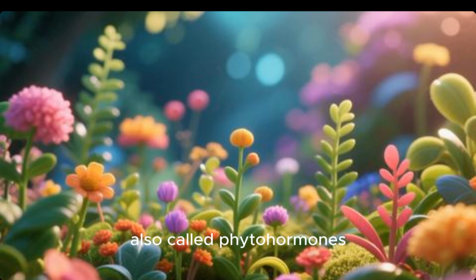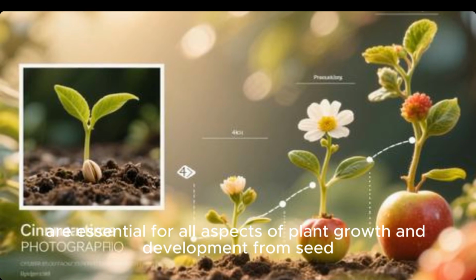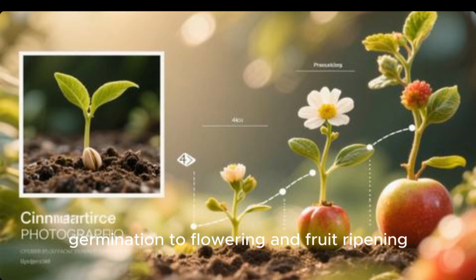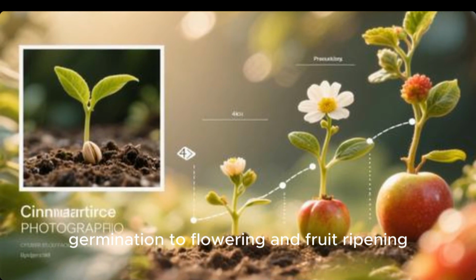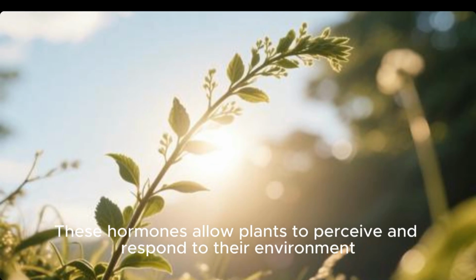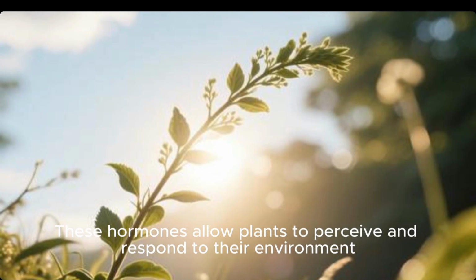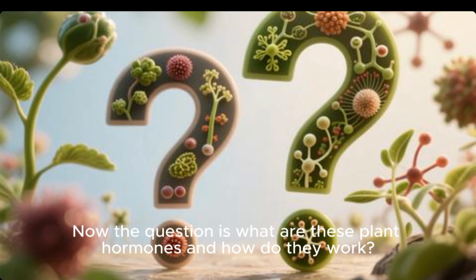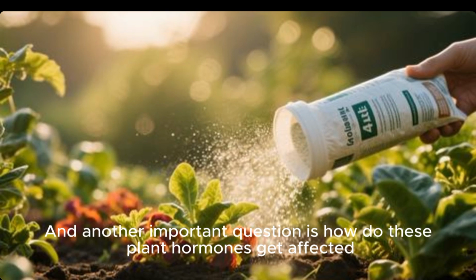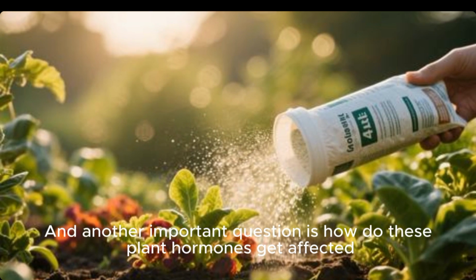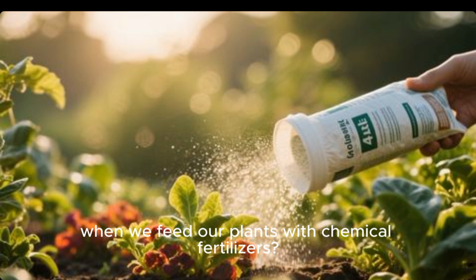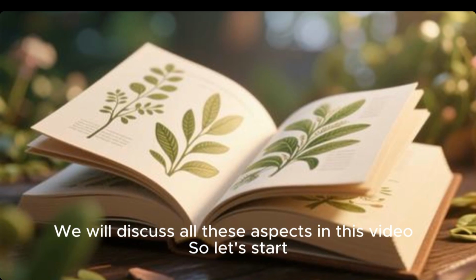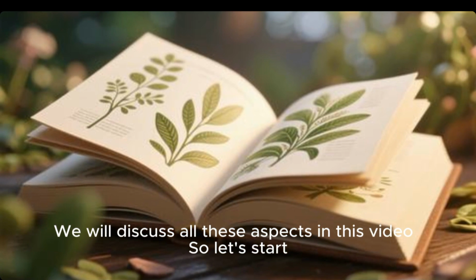Hormones, also called phytohormones, are essential for all aspects of plant growth and development, from seed germination to flowering and fruit ripening. These hormones allow plants to perceive and respond to their environment. Now the question is, what are these plant hormones and how do they work? And another important question is, how do these plant hormones get affected when we feed our plants with chemical fertilizers? We will discuss all these aspects in this video, so let's start.